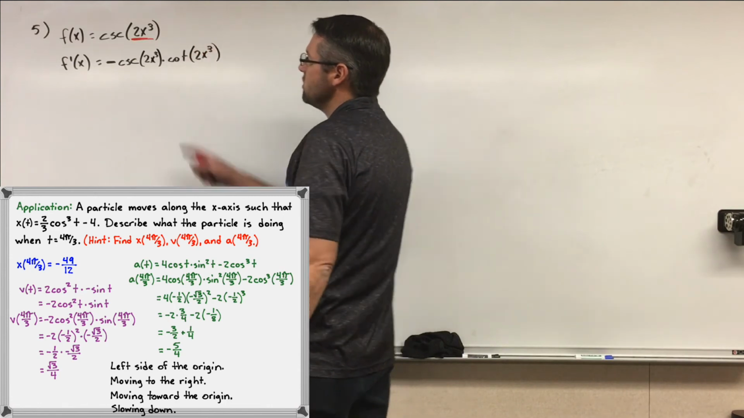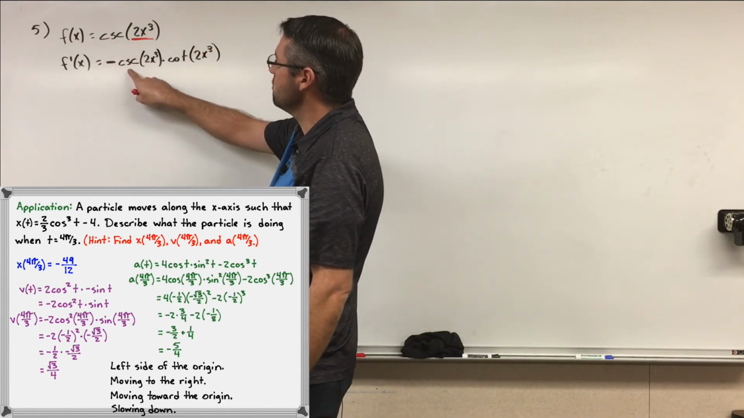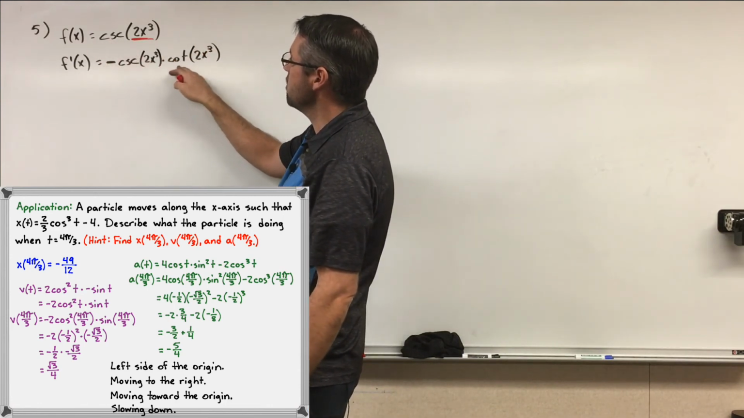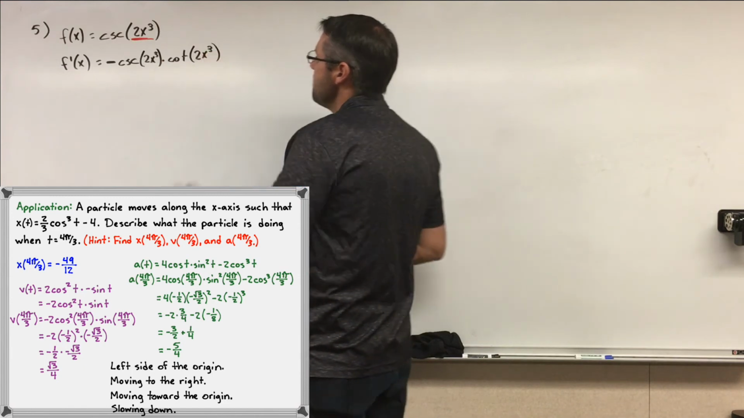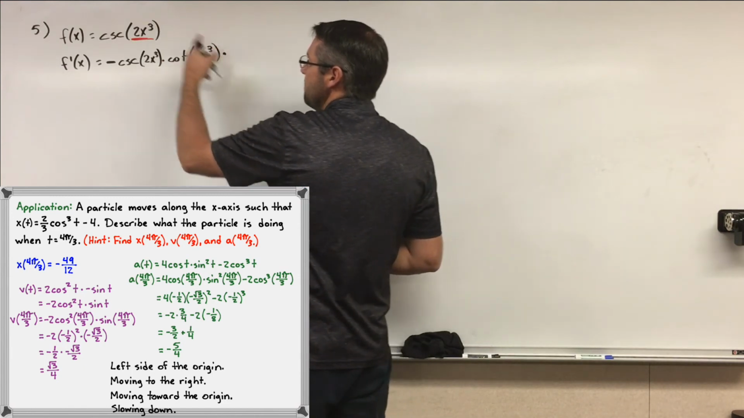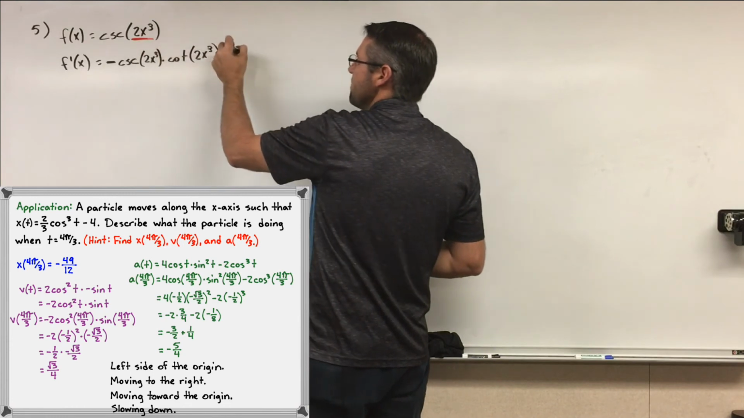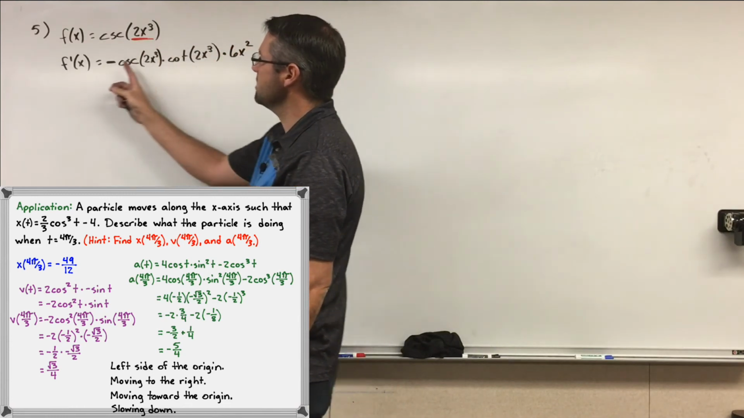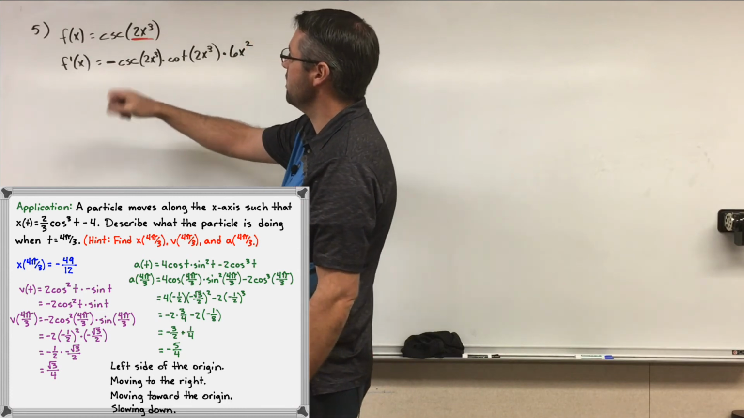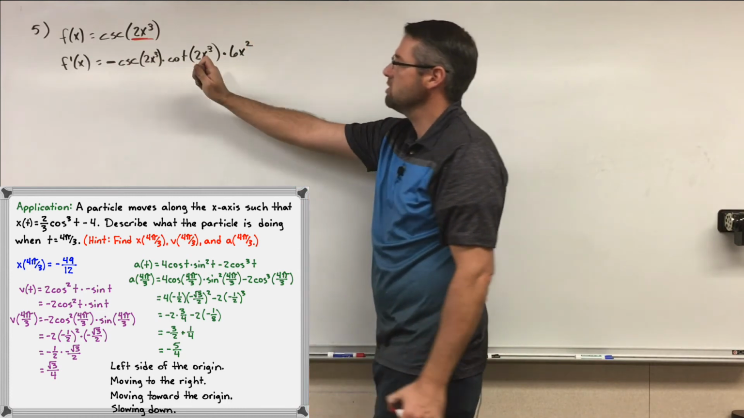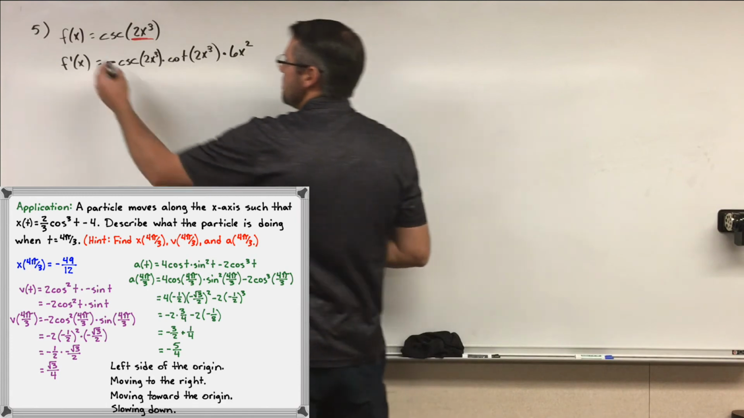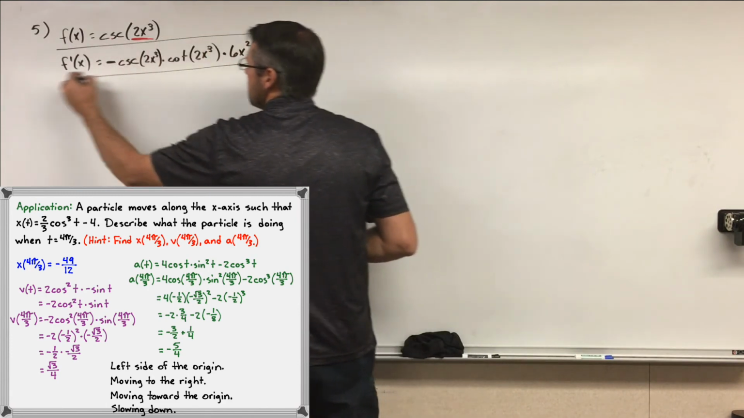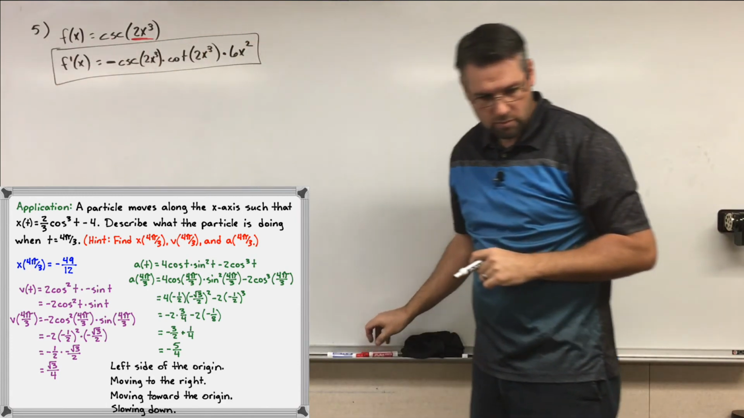So the derivative of just the outside, the cosecant, is negative cosecant of something times cotangent of something. Then we need to multiply by the derivative of the something. So the derivative of the inside is 6x squared. And then we could simplify this a little bit by putting the 6x squared out front. So negative 6x squared, cosecant of 2x cubed times cotangent of 2x cubed. And that is number 5. All right.